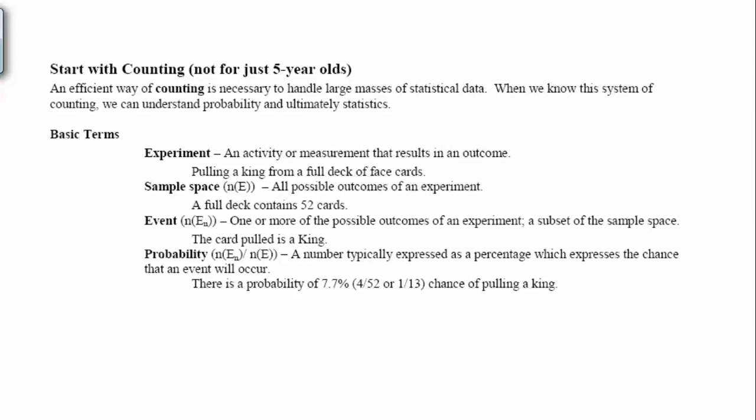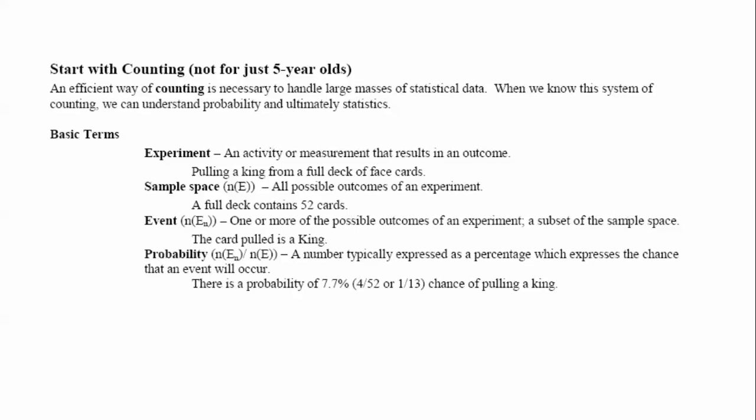So counting sounds easy, but it's not going to be very easy for this class, and I want to start with some basic terms. We talk about experiments. An experiment is any activity or measurement that results in an outcome. Sample space is all possible outcomes in that experiment. In the classical approach, we can count those possible outcomes. In a relative approach, sometimes we can't count those total outcomes, so we just have to measure based on history.